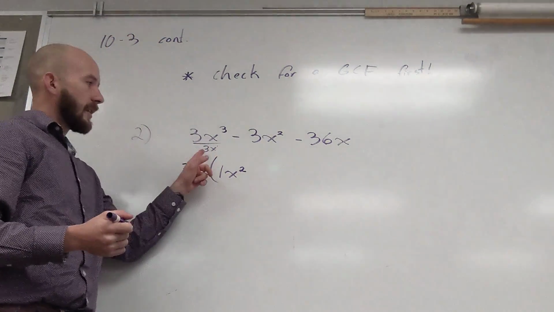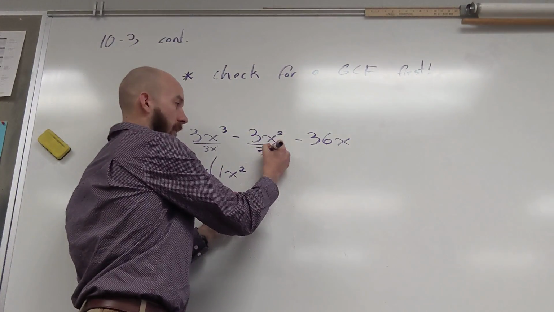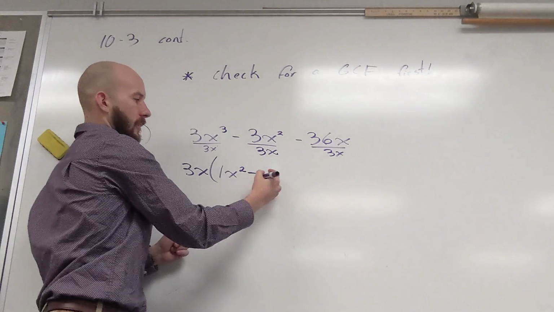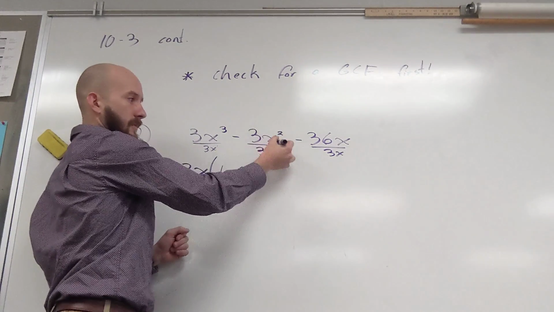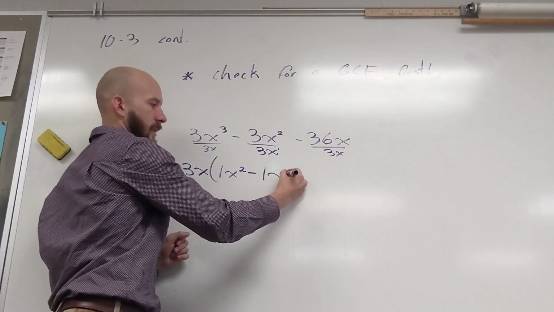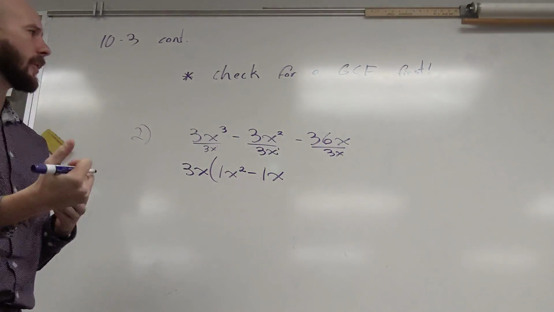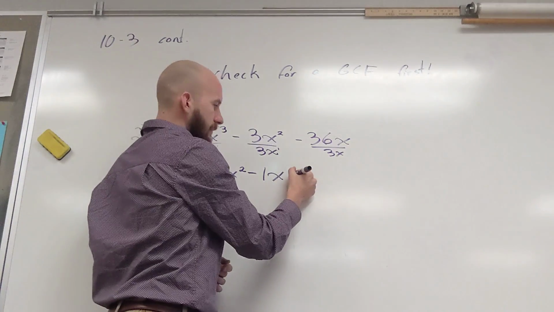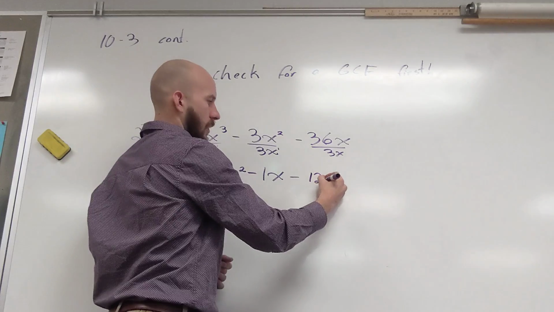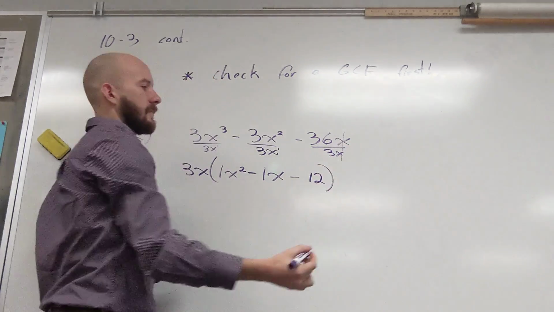So we divided out our GCF of 3x and got 1x squared. We just need to do that for each term. So after that we have minus, what do we get there? 1x. Yep, just 1x. Remember to subtract your exponents. They're going to go down by 1. And then 36 divided by 3 is 12, and the x's there just cancel.